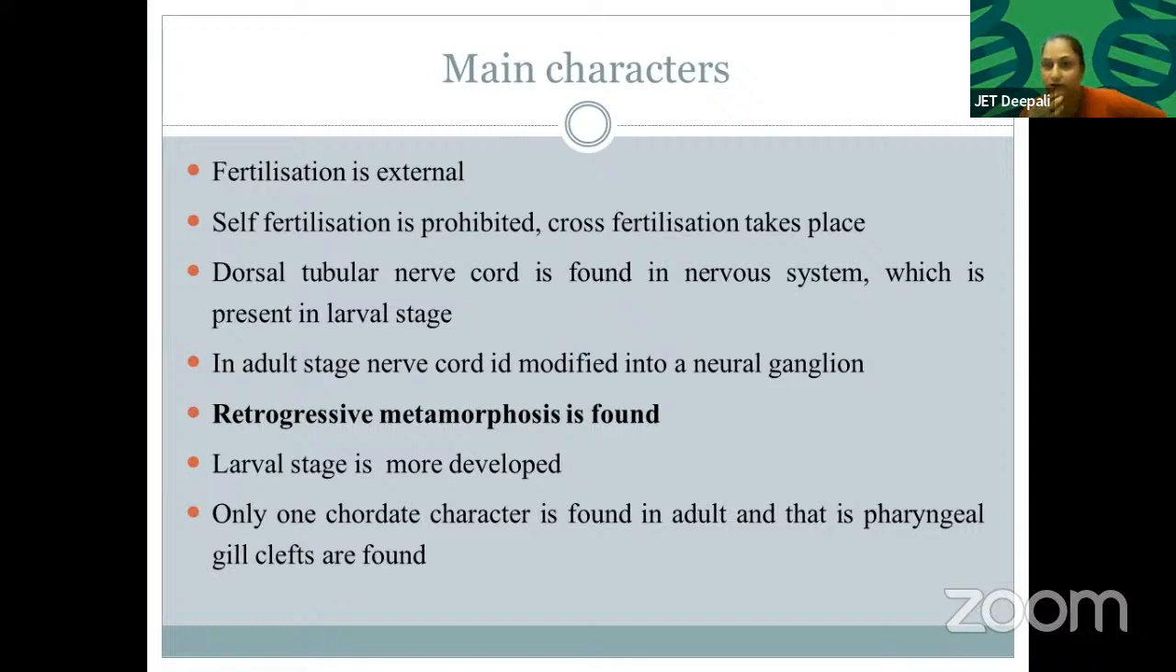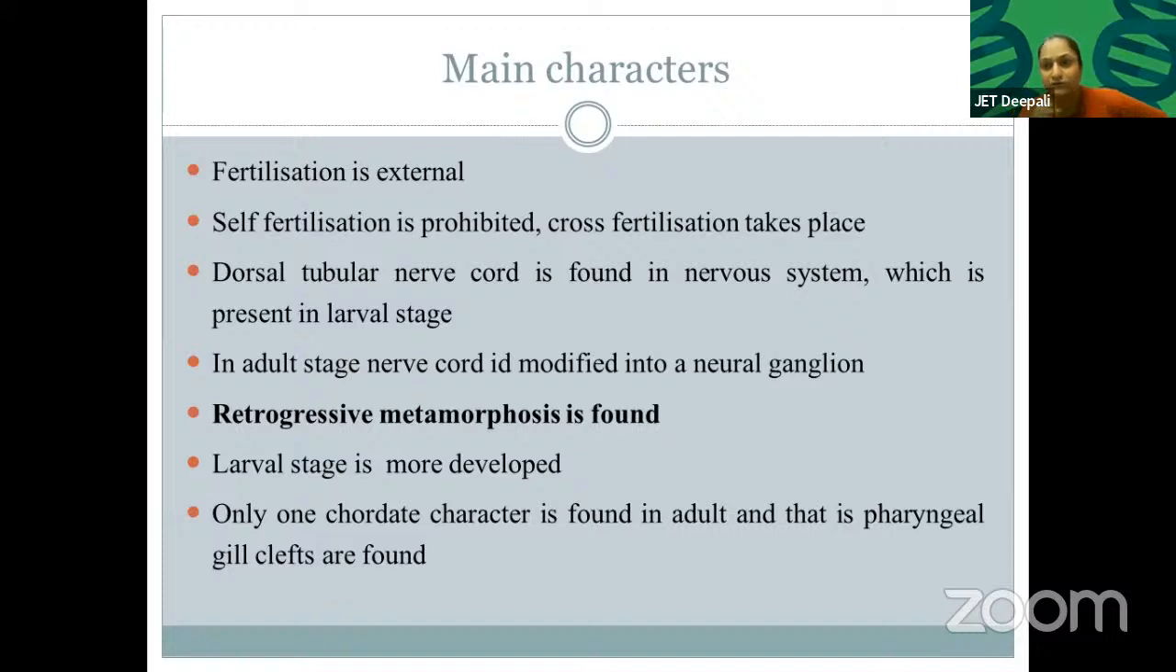So this is also a characteristic of chordates. Dorsal tubular nerve cord is present in the larval stage, not only during the larval stage. In the adult stage, the nerve cord is modified into a neural ganglion, and neural ganglia are supposed to be present in non-chordates. The adults have the characteristics of non-chordates, and the larvae have the characteristics of chordates. Means their larvae are more developed.